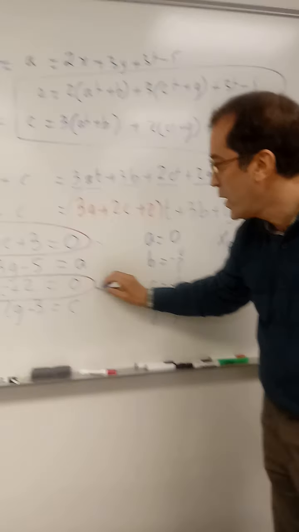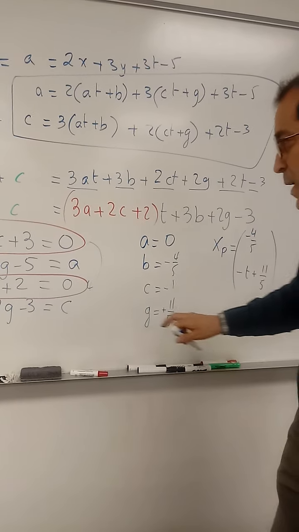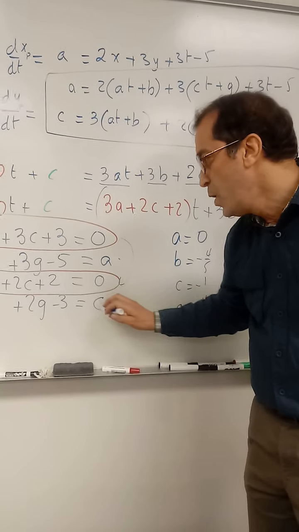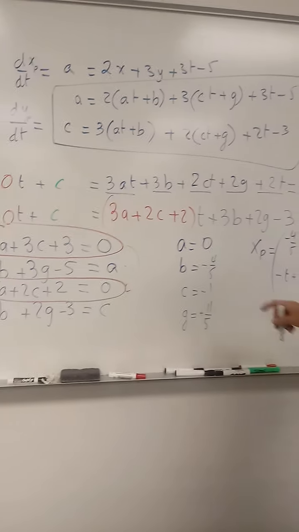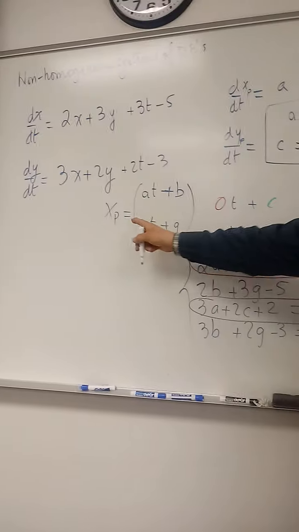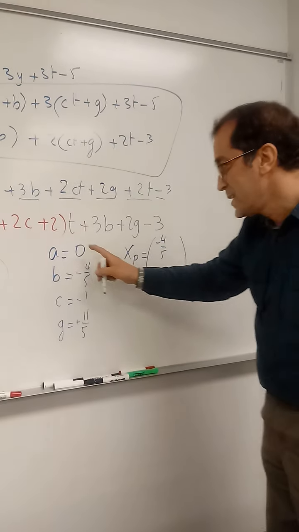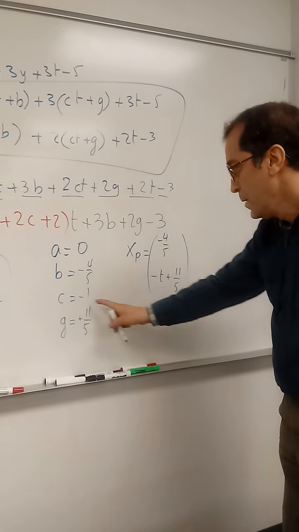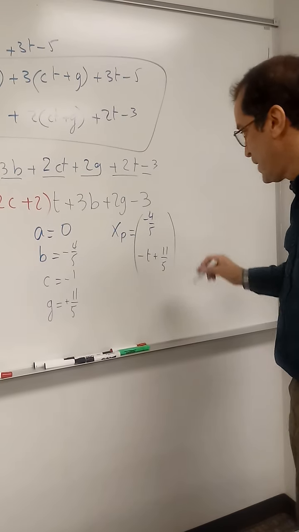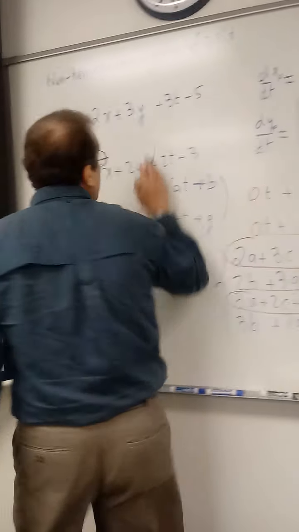After you solve these two equations for a and c, you end up with a equals 0 and c equals minus 1. And then after you solve equations 2 and 4 for b and g, you end up with this b and this g. Let's go back to what xp was. Xp, the particular integral, was at plus b, ct plus g. So the particular integral would be 0, minus 4/5, minus 1 times t plus 11/5. And this is the particular integral of this non-homogeneous system of differential equations.